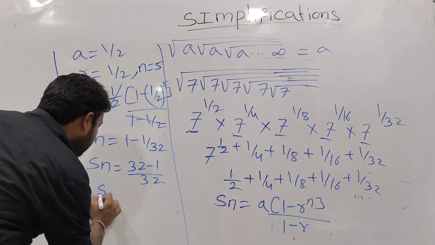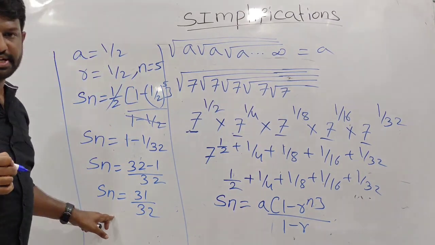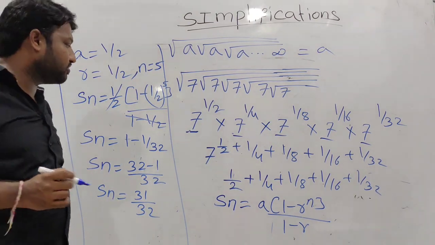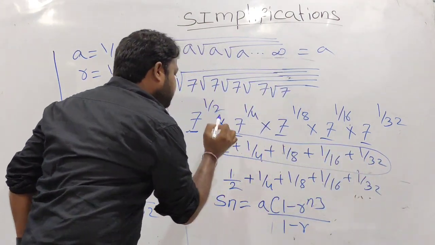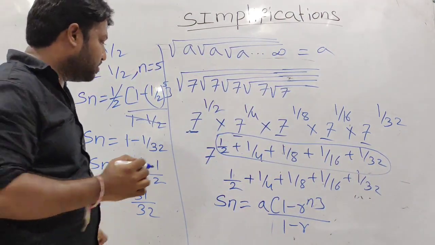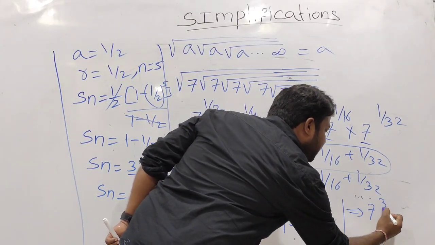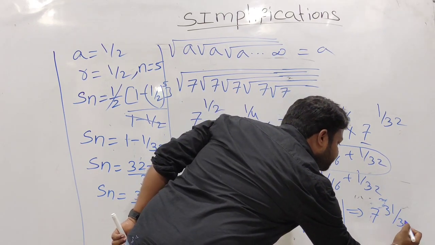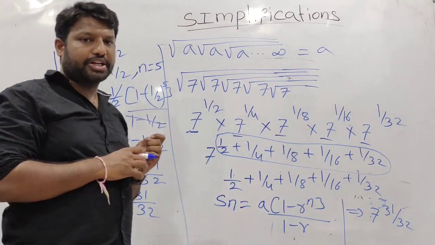So what are you getting? Sn is equal to 31 by 32. So ఏమొస్తుంది? Sn is equal to sum ఏమొస్తుంది? 31 by 32. Now you are getting the sum as 31 by 32. So directly ఈ sum మొత్తం ఏమవుతుందండి? ఈ sum మొత్తం 31 by 32. So directly your answer is nothing but 7 power 31 by 32. Okay? If you do the basic method, that is the answer. 7 power 31 by 32.